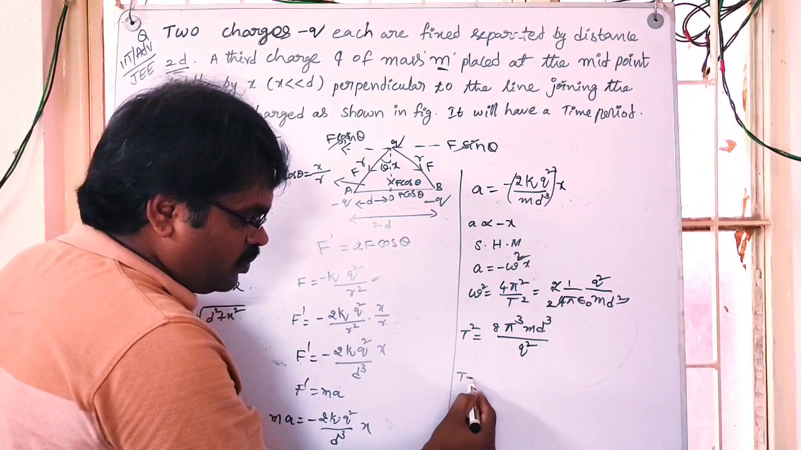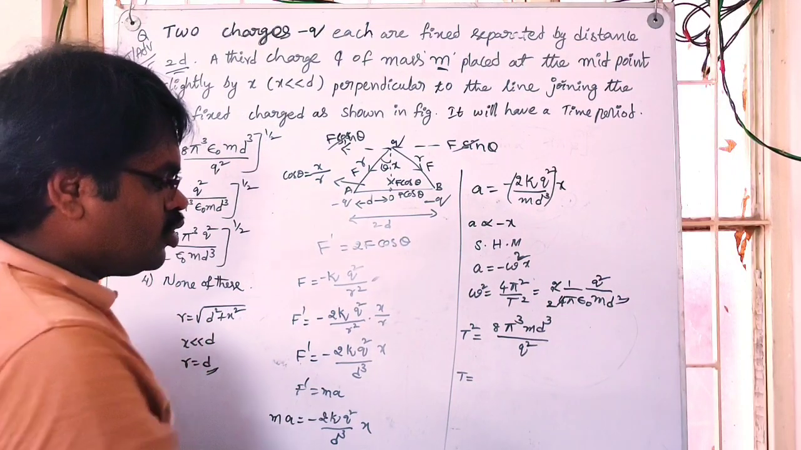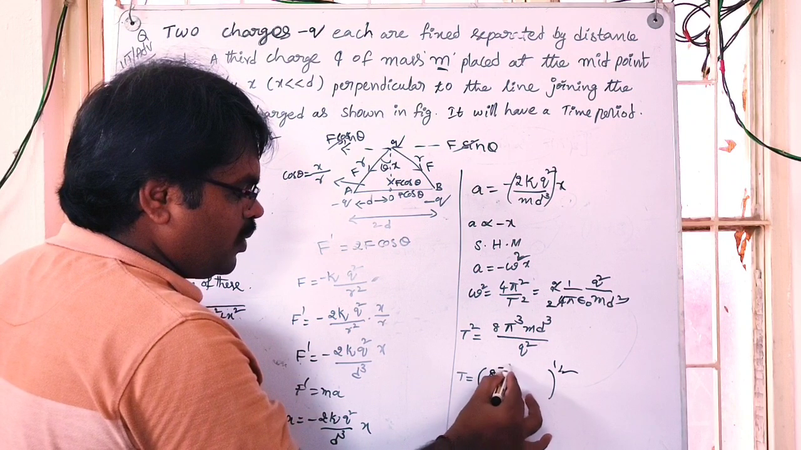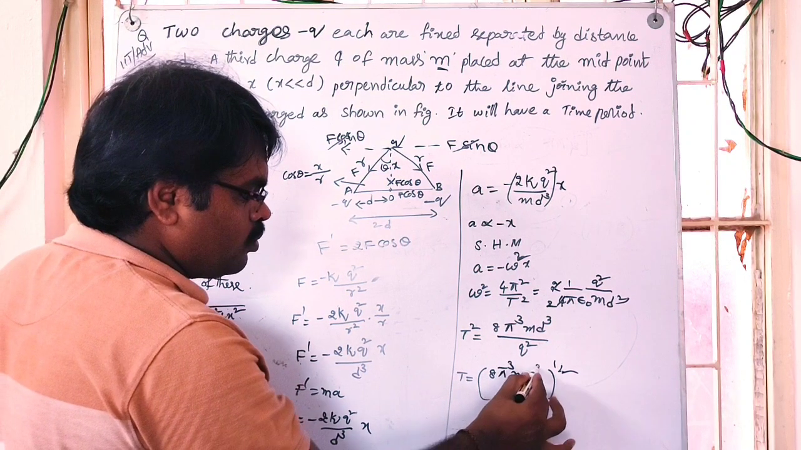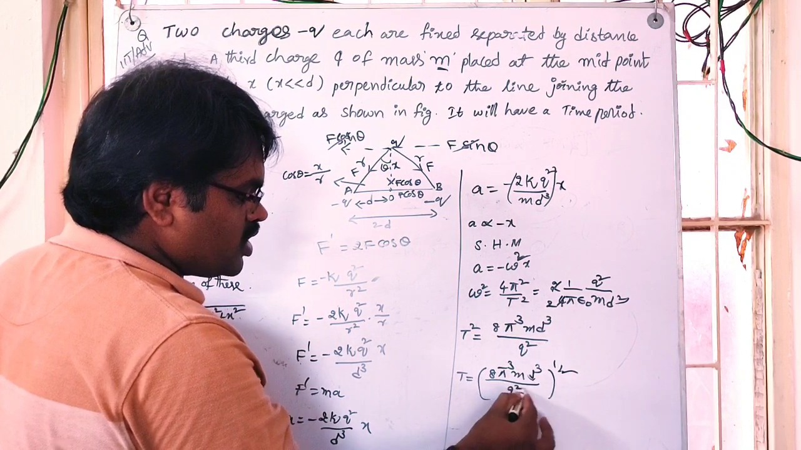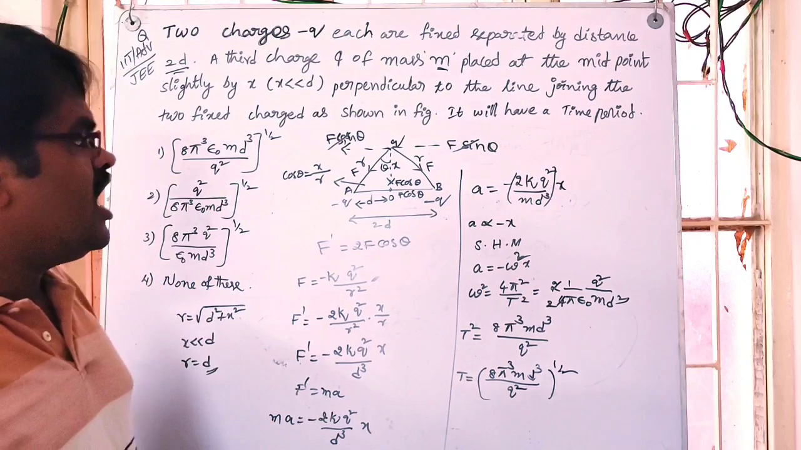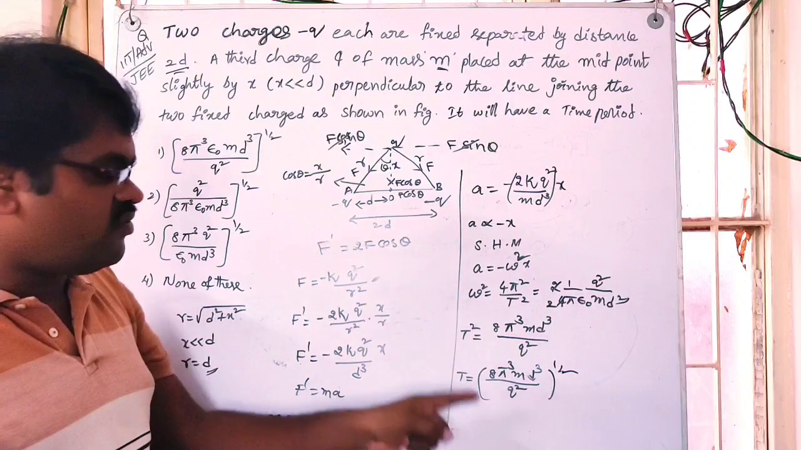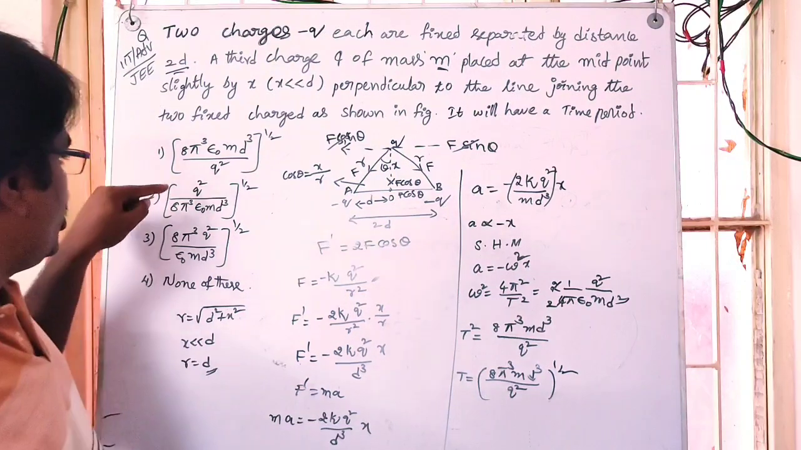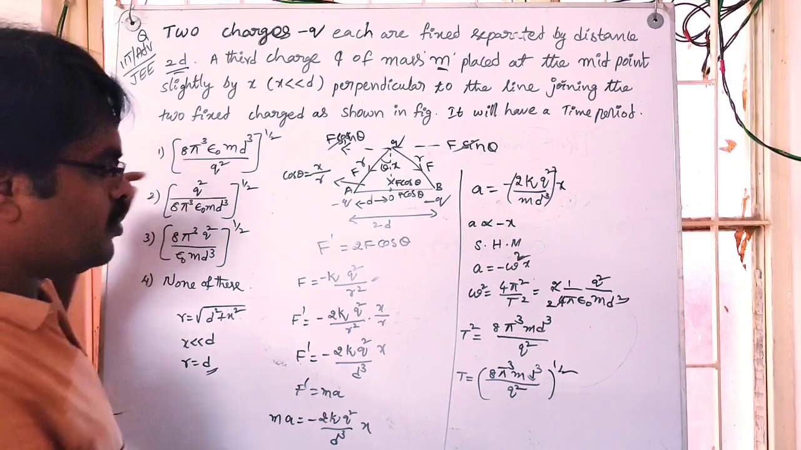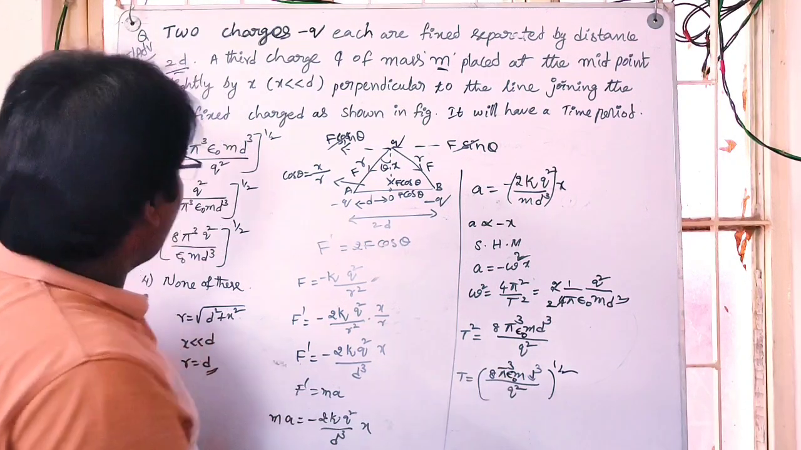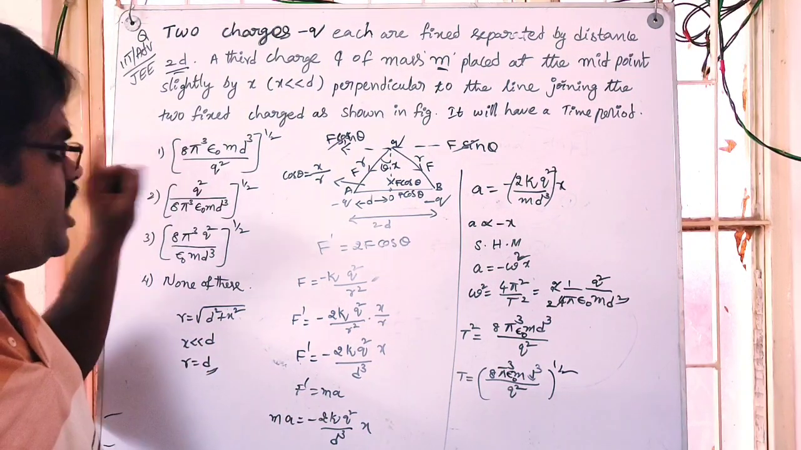Then we want the time period. T is equal to, we can write whole power of 1 by 2, that is 8 pi cubed m d cubed by q square. This is about the time period of the charge. It makes oscillation for that time period. One oscillation is, that is 8 pi cubed epsilon naught m d cubed by q square.